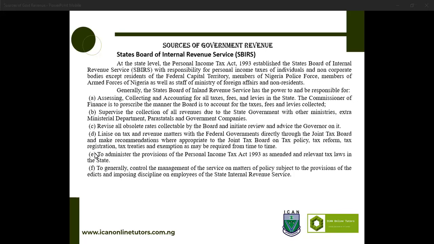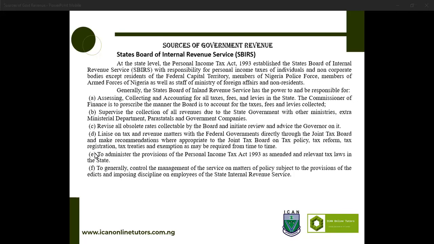Generally, the State Board of Internal Revenue Services has the power to and is responsible for the following functions. One, assessing, collecting, and accounting for all taxes, fees, and levies in the state. And the Commissioner of Finance is to prescribe the manner in which the board is to account for the taxes, fees, and levies collected. So it is the responsibility of the Commissioner of Finance in the state to account for all the tax collection and the manner in which this will be remitted.